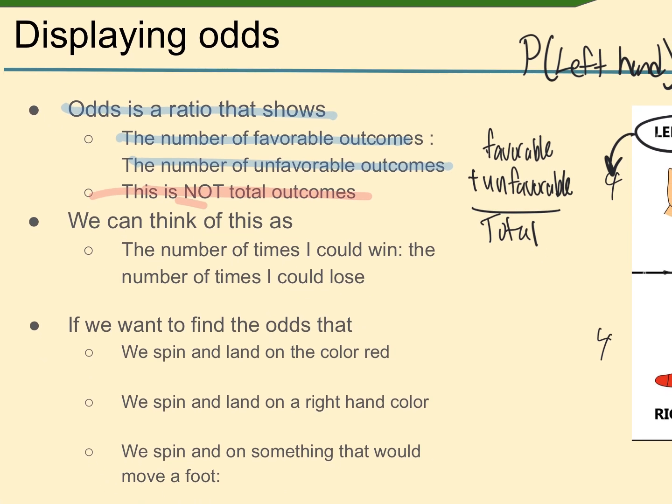So in case you forget, a ratio looks like this, A to B. And that's how we're going to write it. This is going to be the number of favorable outcomes, and this is going to be the number of unfavorable.